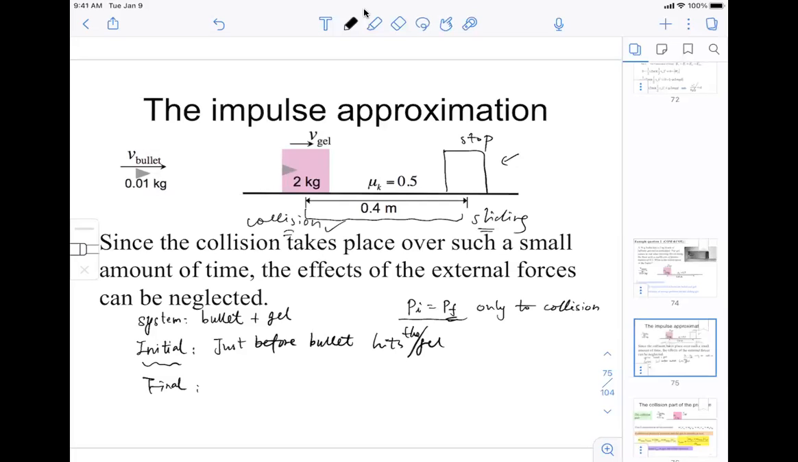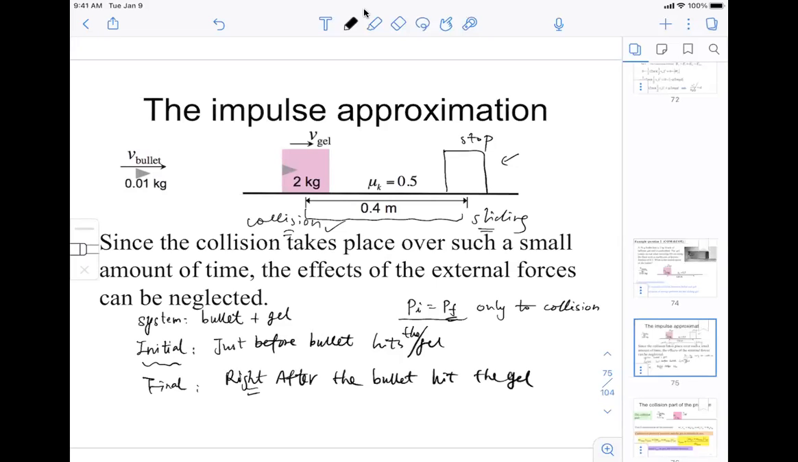So this is very important for the final moment. That's why we don't say after collision, we say right after, because after could mean when they are both stopped, but that is when they have already started sliding. I want the moment when the collision just happened and they haven't even started sliding yet. So I say right after the bullet hits the gel.